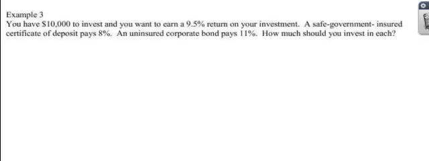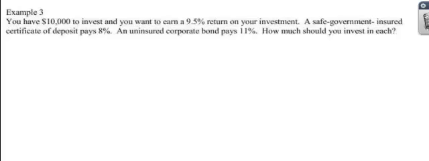Okay, the next problem is a mixture problem. There are actually a couple ways you could do this. Let me do it the way that we've been doing it so far, which is just to write one unknown quantity in terms of another. So it says you have $10,000 to invest and you want to earn 9.5% return on your investment. A government bond that's insured pays 8% and an uninsured corporate bond pays 11%. How much should you invest in each?